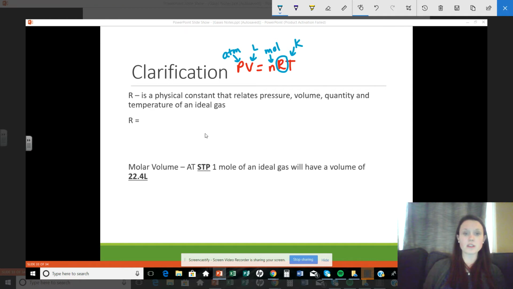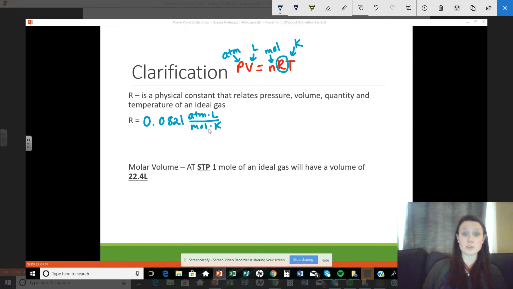Our gas law constant has a value of 0.0821 atmosphere liters per mole Kelvin. So if you look at the units on our gas law constant and the units that we use for our variables, they're the same.